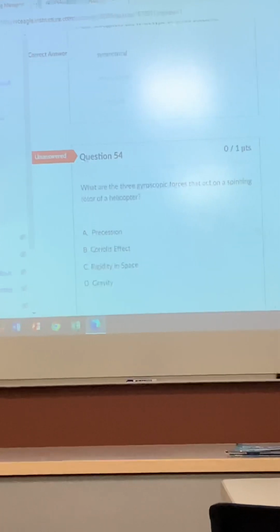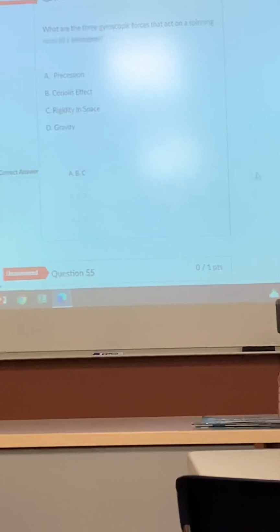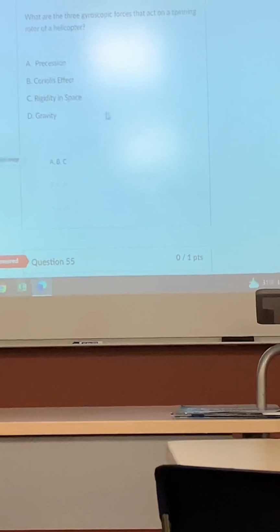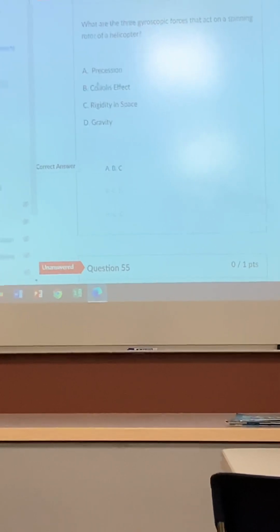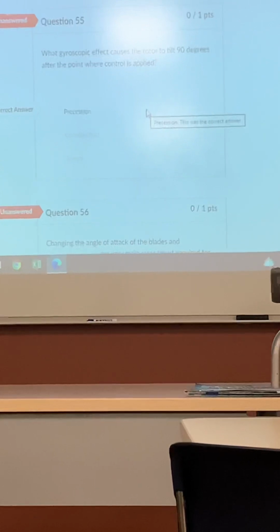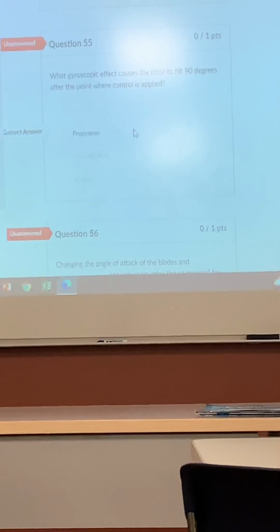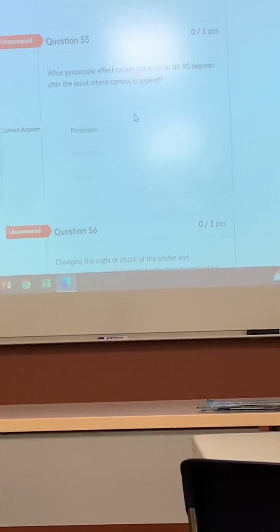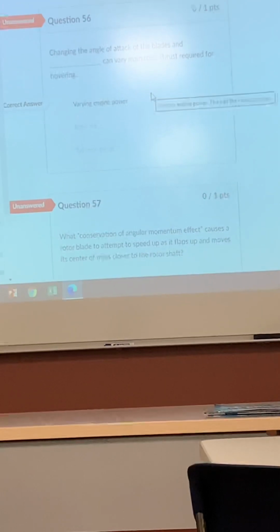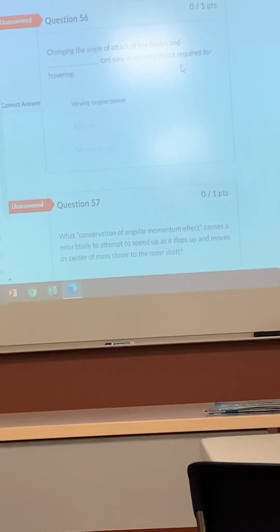What are the 3 gyroscopic forces that act on a spinning rotor of a helicopter? Precession, Coriolis effect, and rigidity in space, also known as ABC. What gyroscopic effect causes the rotor to tilt 90 degrees after the point where control is applied? Precession. Changing the angle of attack of the blades and varying engine power can vary main rotor thrust required for hovering.